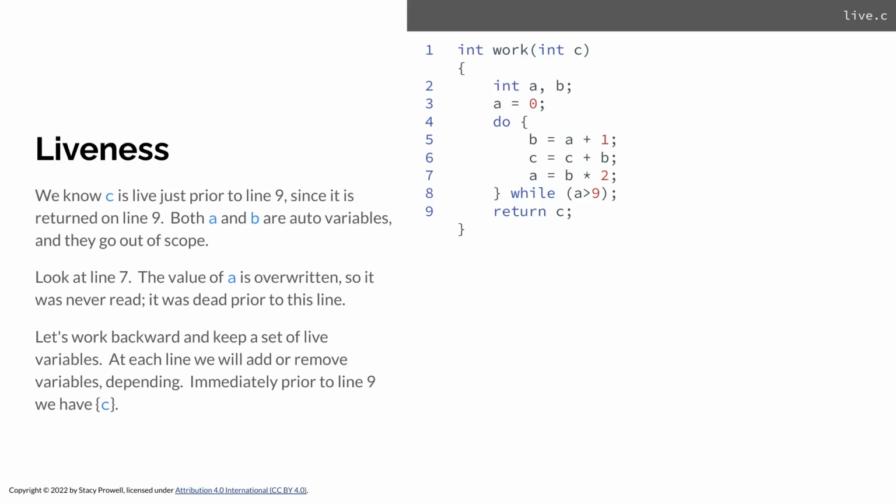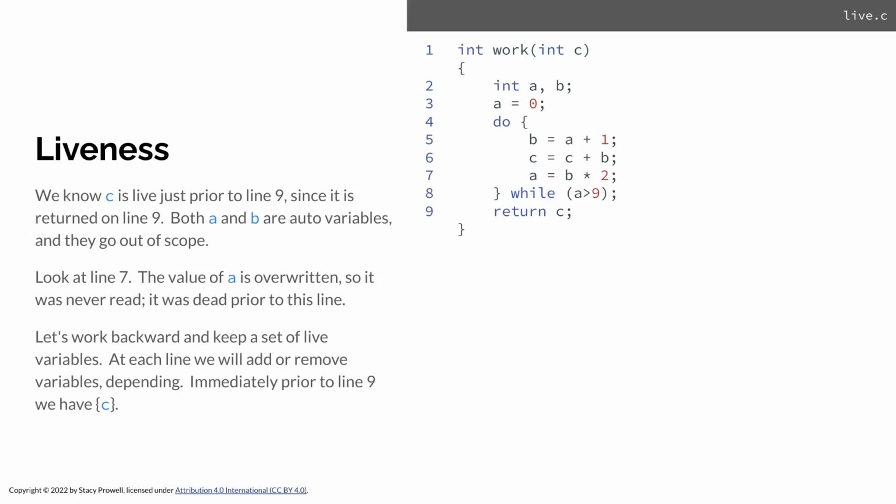So we know c is live just prior to line 9. Why do we know that? Because we're going to return it. And we're going to assume that returning it means that it's significant and someone's going to do something based on it. So yes, we're returning it here. The return value of this little subprogram is c. So immediately prior to this return statement executing, c is certainly live.